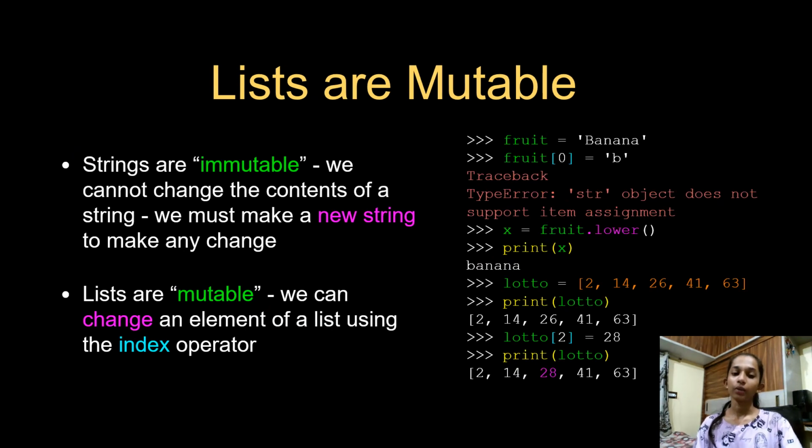Lists are mutable. Then what are mutable data types? Mutable data types allow us to change the elements, but an immutable data type doesn't allow us to change the content. Here string is an immutable data type, hence we cannot change the content of the string. In order to change the content of the string, we have to make a new string.